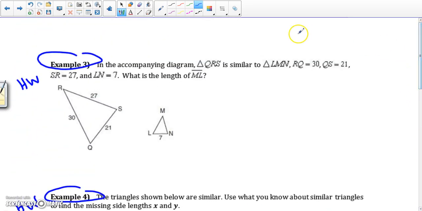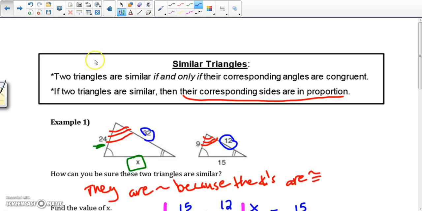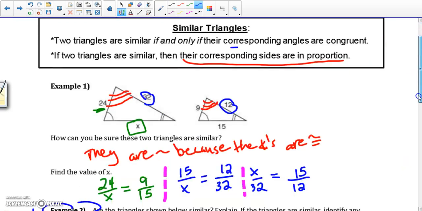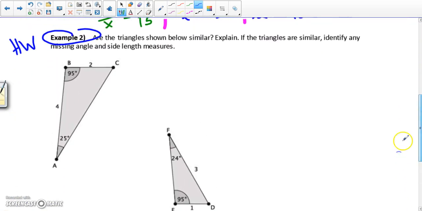So questions 2, 3, and 4 will be homework, and then we'll get to here next time. Use your notes. I will put an online homework check for these, so you can put your answers in online. Alright, questions 2, 3, and 4 are homework.